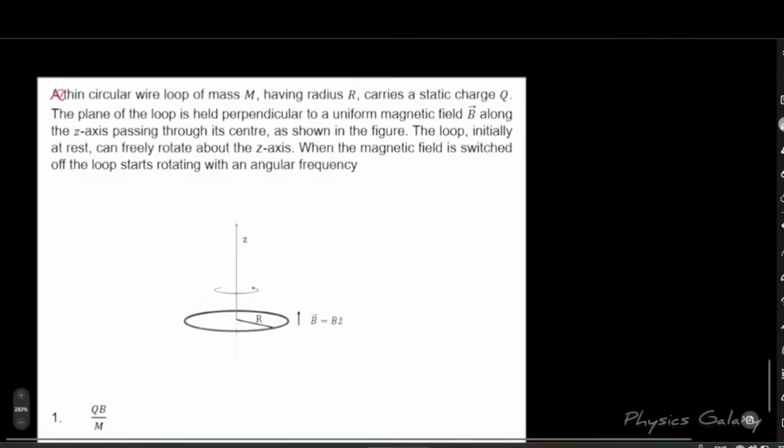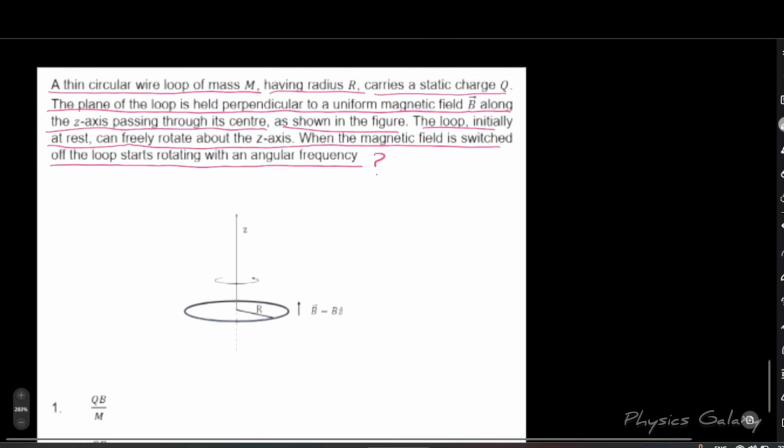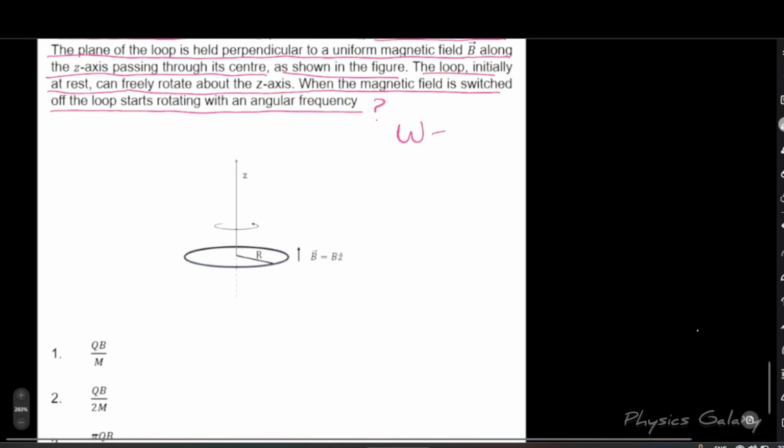One more question is, a thin circular wire loop of mass m having radius r carries a static charge q. The plane of the loop is held perpendicular to a uniform magnetic field B along the z-axis passing through its center, as shown in the figure. The loop, initially at rest, can freely rotate about the z-axis. When the magnetic field is switched off, the loop starts rotating with an angular frequency. Okay, so I have to find the angular frequency, omega.